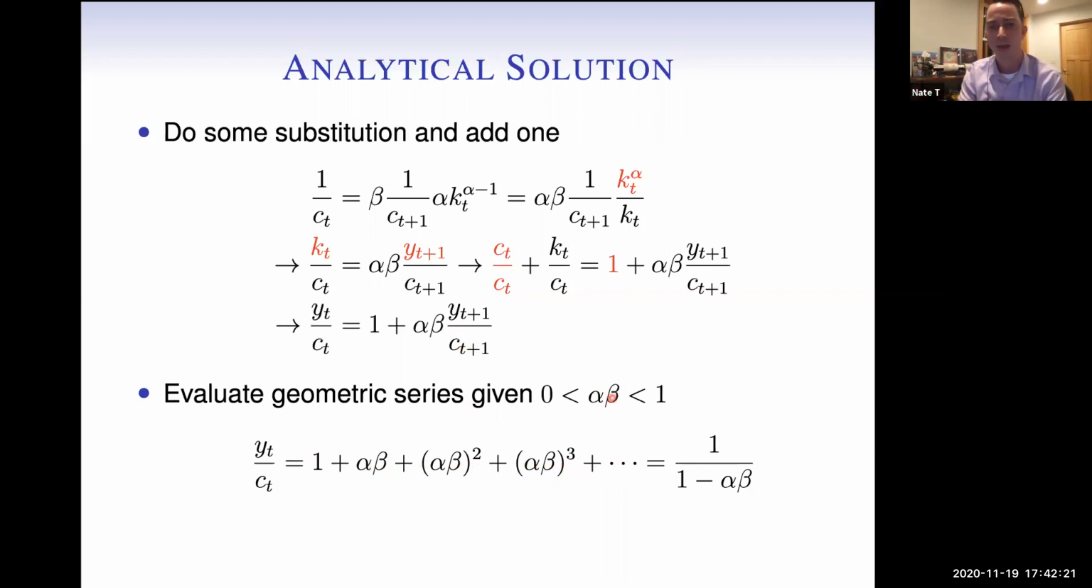Because both alpha and beta are between 0 and 1, the product is between 0 and 1. So this infinite series has a finite value. So we can evaluate this geometric series. The optimal ratio of income to consumption each period is 1 over 1 minus alpha beta. So this is a solution.